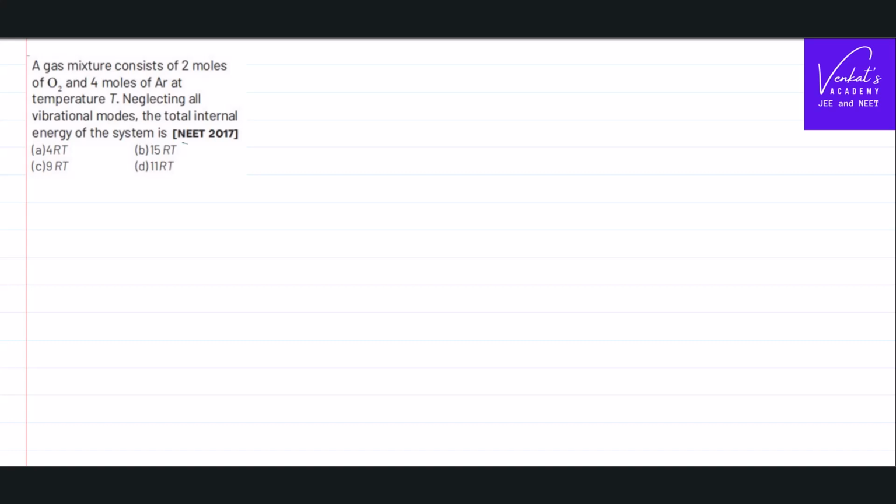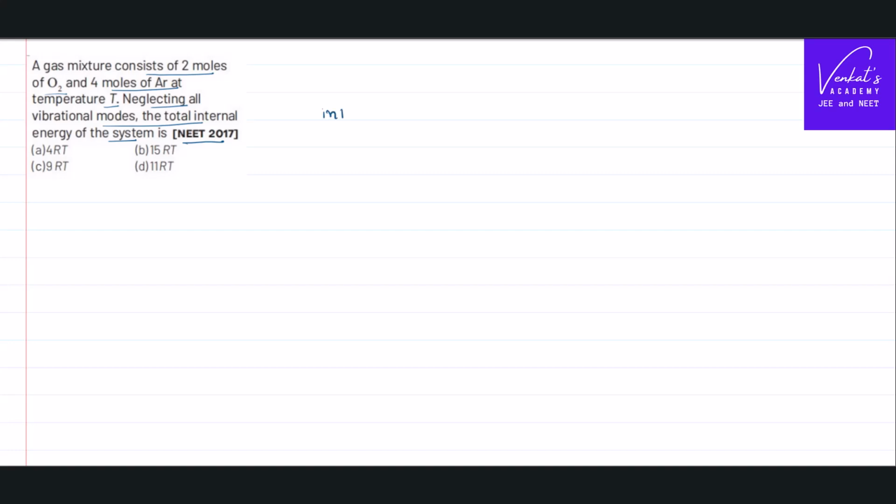This is the NEET 2017 question in kinetic theory of gases. The question is: a gas mixture consists of 2 moles of O2 and 4 moles of argon at temperature T. Neglecting all vibration modes, what is the total internal energy of the system?